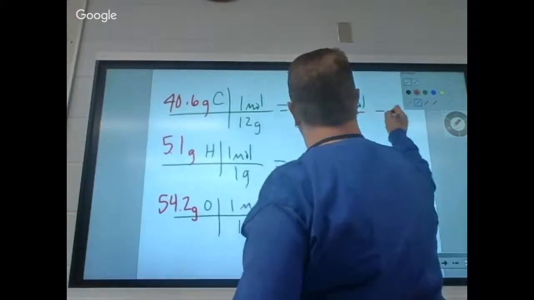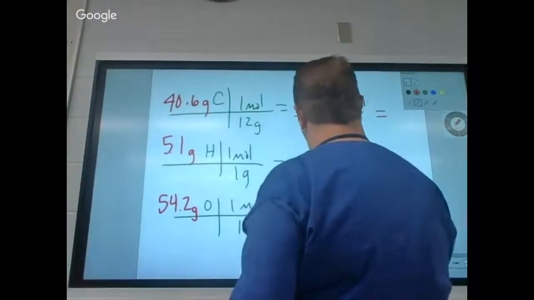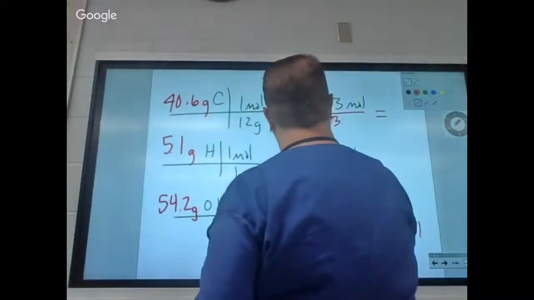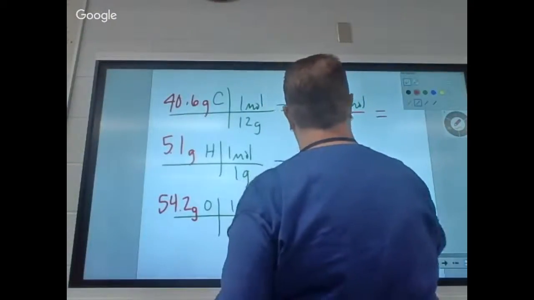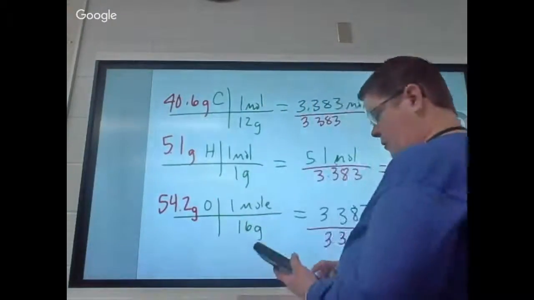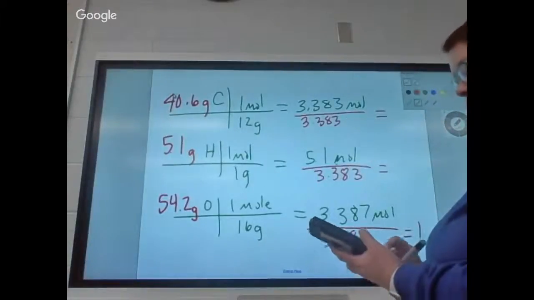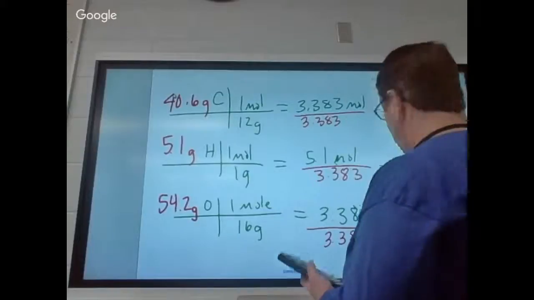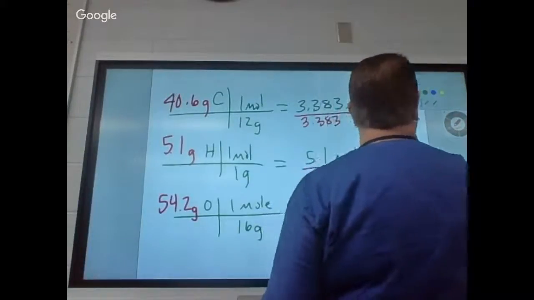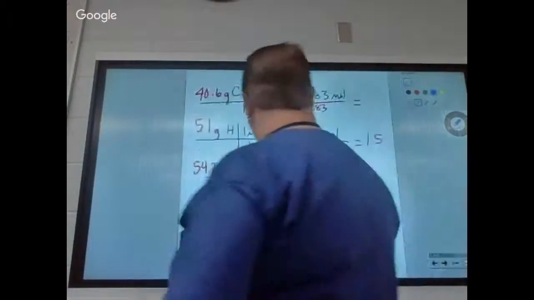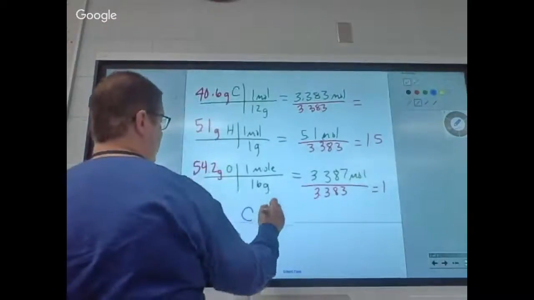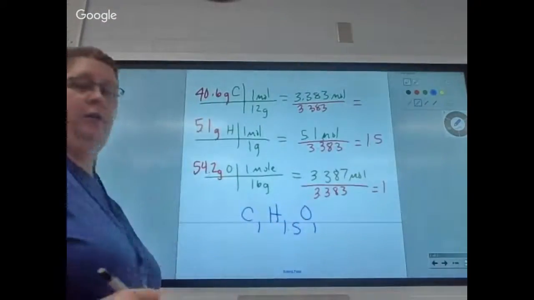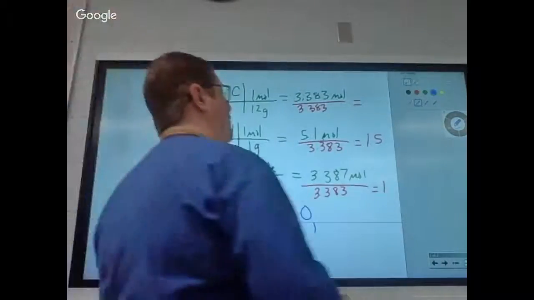So we get 1. Looking at that, I know when I divide by that, that's going to be 1. Just looking at that, I'm guessing that's going to be a half. I hear a 1.5 out there. All right, so if you get a half, write your formula: C1, H1.5, O1.